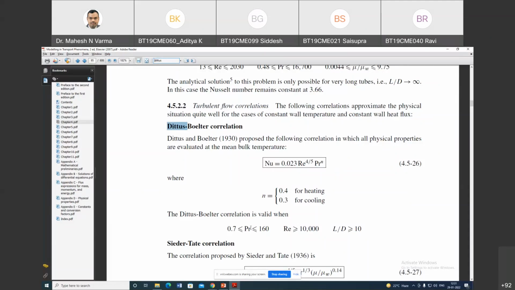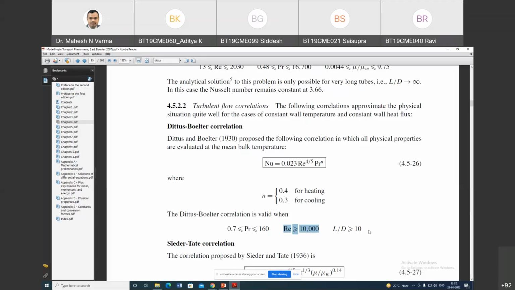Reynolds number greater than or equal to 10,000, you can say turbulent flow. Then Prandtl number between 0.7 and 160, and L by D greater than 10. This is also one limitation. First of all, for heating and for cooling, the values are different. Then Prandtl number should be between 0.7 and 160, Reynolds number greater than 10,000, and L by D greater than 10.